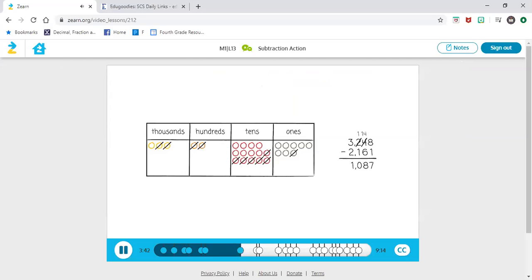3,248 minus 2,161 is 1,087. We got the same answer using the place value chart and the subtraction algorithm. Excellent job, fourth graders. Please don't forget what our objective was today, that we will be able to subtract using place value, which we did. Decomposing one number into a smaller unit, we did. Using the standard algorithm, which we did.